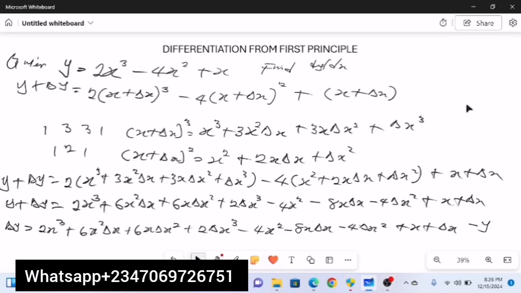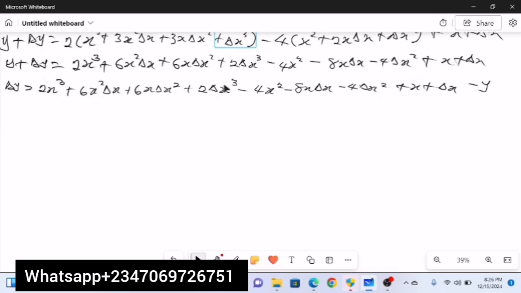But not forgetting that y itself, from the question, is 2x to the power of 3 minus 4x squared plus x. So which means we are going to be replacing y over here. This negative y will now be standing for this value, so that everything will become in terms of x, right? So let's put in the value of y in this equation. So we're going to be having change in y.